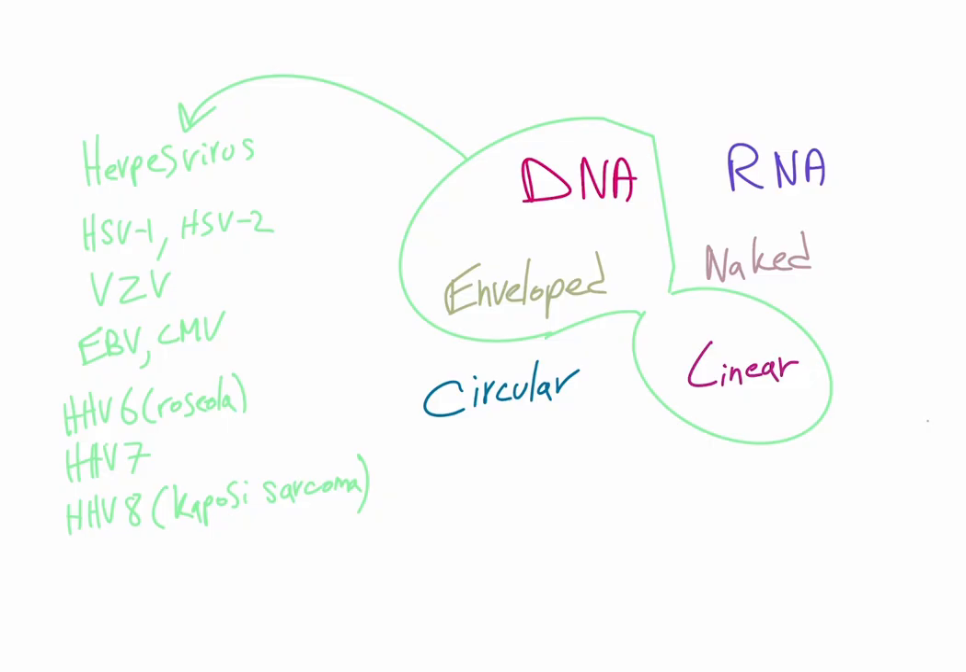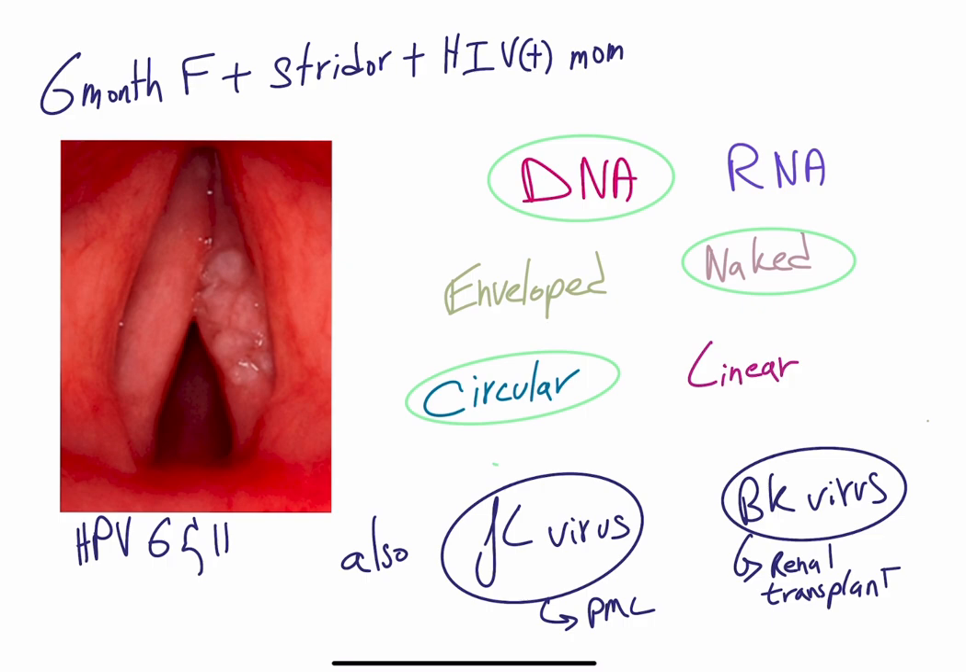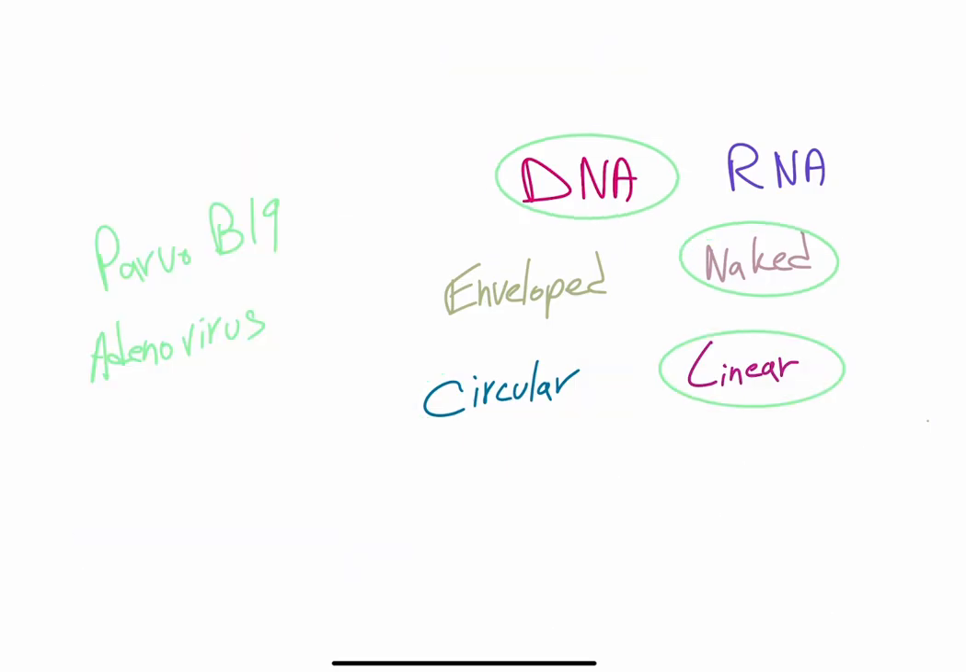Now, as far as DNA naked and circular, this is where we have HPV, JC, and BK viruses. As far as DNA naked and linear, this includes parvo B19, the single-stranded DNA virus which causes fifth disease, aka slap cheek rash in children. Also, we have adenovirus. This is a double-stranded DNA virus causing viral conjunctivitis and hemorrhagic cystitis.